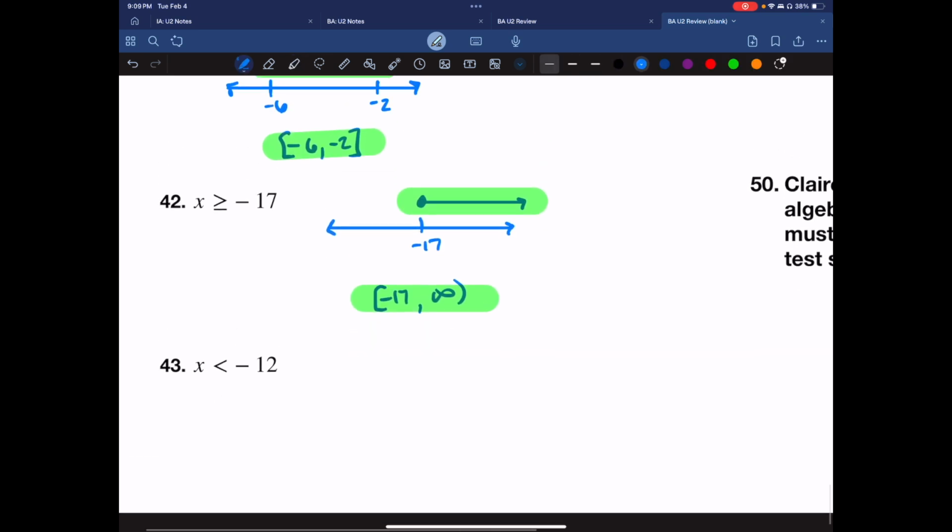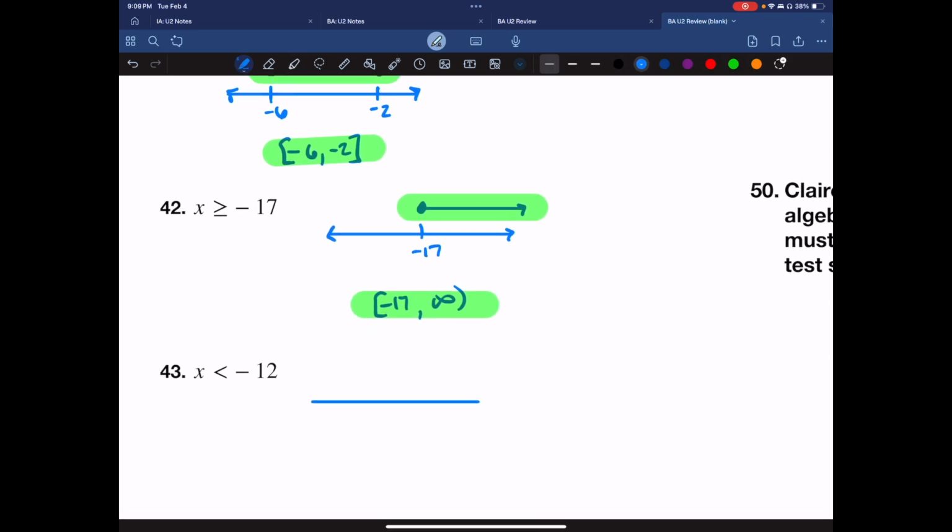And we keep going. Here, right, we got -12. It's an open circle. We're shading to the left. All right. So that means -12 is the highest point. It's parentheses because it's open circle. And then I got negative infinity because it goes forever to the left. All right, so we're moving through this pretty quickly.